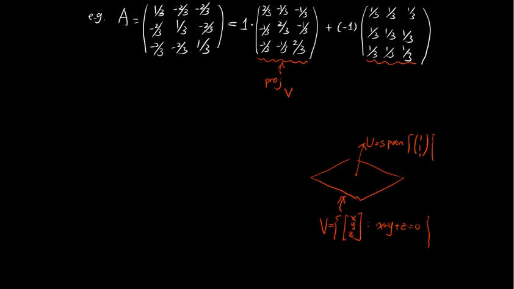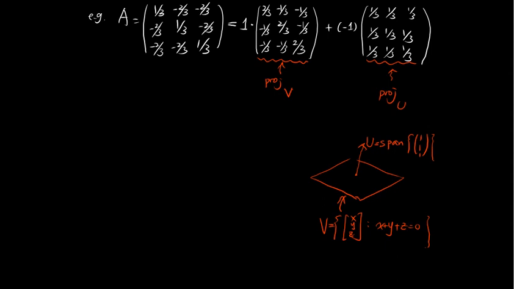You can check that. For example, you can multiply 1, 1, 1, and it will go back to 0. And if you take any vector on here, for example, 1, minus 1, 0, it will stay the same. Okay, so this is the projection matrix onto the plane V. And there is another one. This is a projection onto the space U.